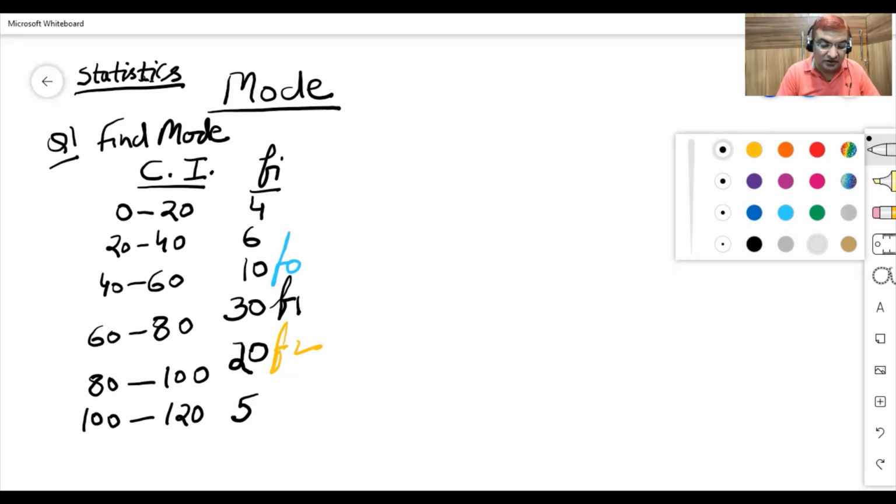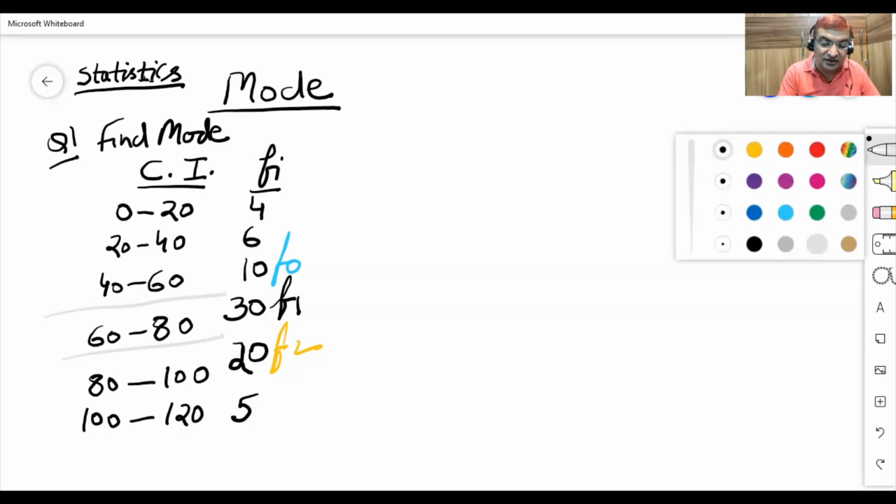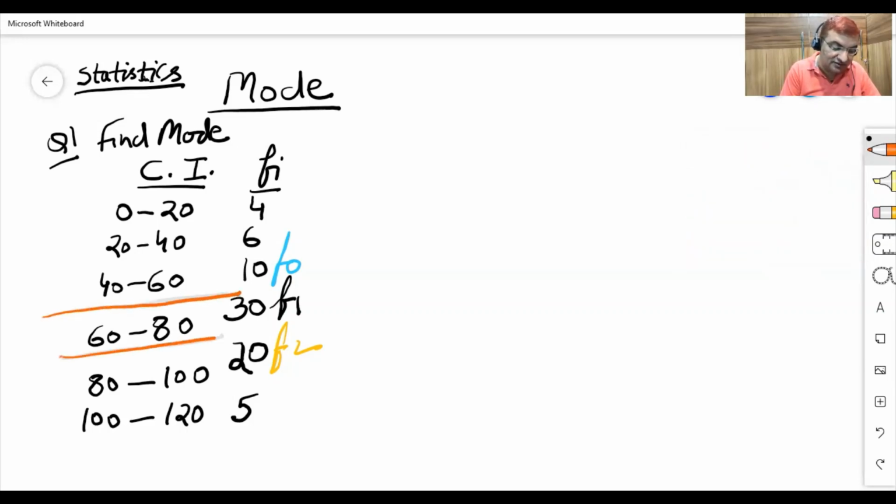And a very important point to be noted is F1 will never be the first one and it will never be the last one. F1 कभी भी ना पहला होगा ना कभी भी last होगा, ये हमेशा कहीं ना कहीं बीच में होगा. Because F1 के ठीक opposite, what you can observe is this class which is called the model class. So students, please ध्यान से, सबसे interesting important point देखेंगे. The class which is just opposite to this highest frequency is called the model class. So here we have the model class as 60 to 80.